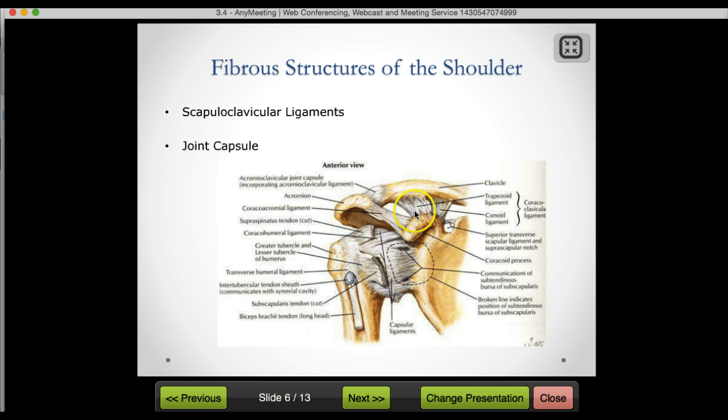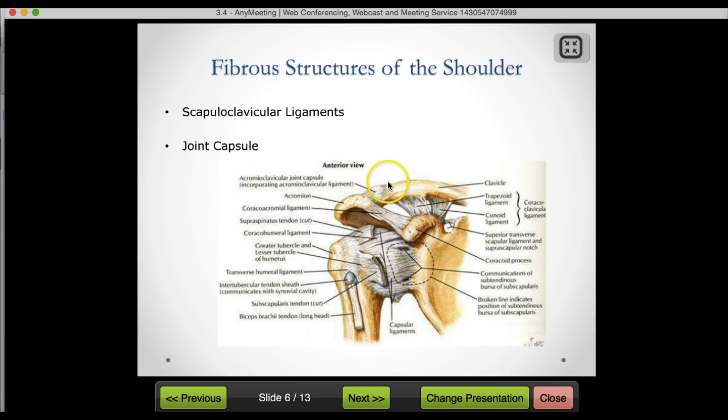Then we have the joint capsule itself, and the joint capsule is a really tightly wound fibrous complex of different ligaments that really acts to hold the head of the humerus in the glenoid fossa. That's its primary component, and so there are a lot of different injuries that can stress or even tear it, but for the specific purpose of anatomy, as it stands today, this is the joint capsule itself.